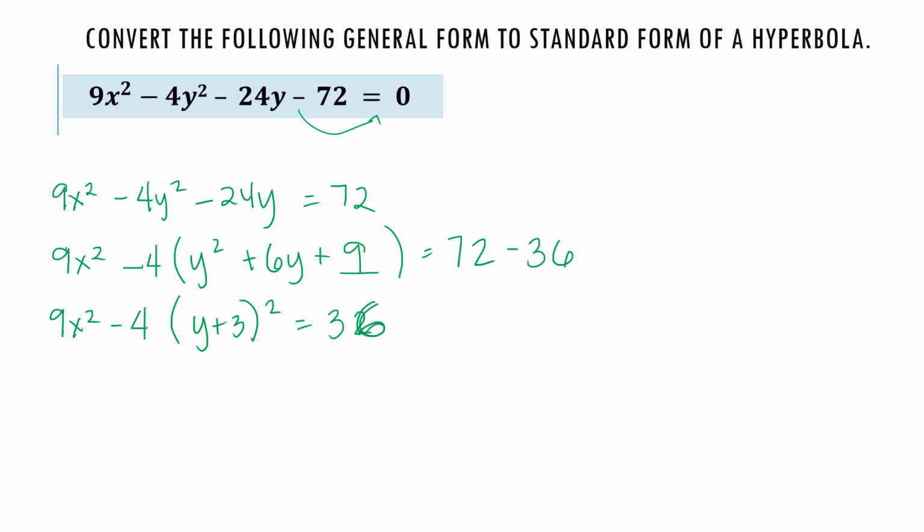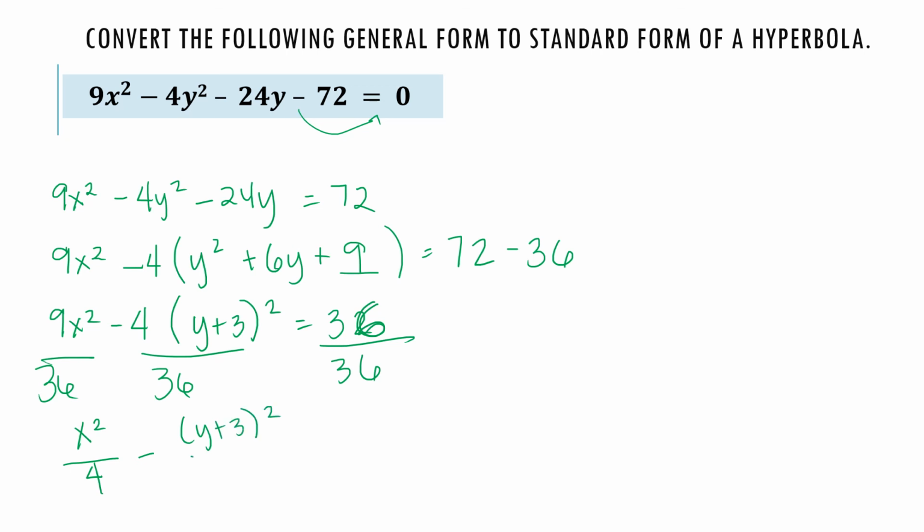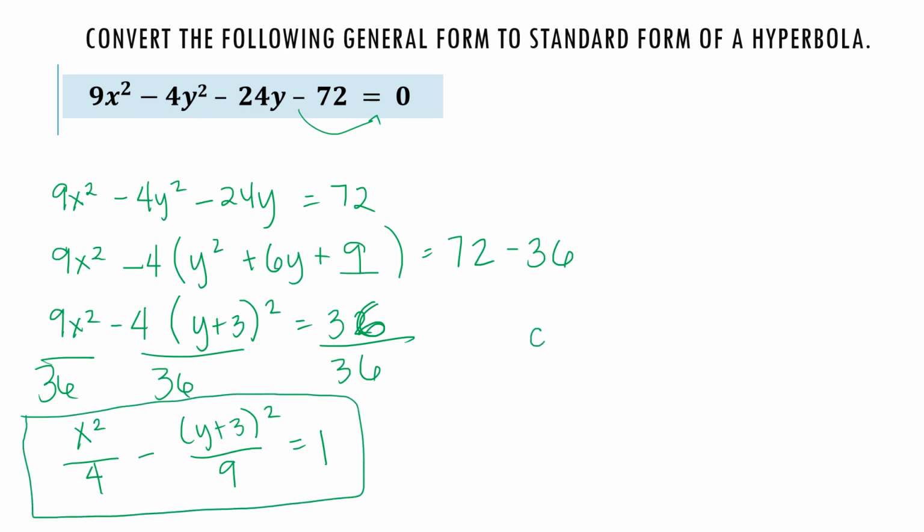36. And dividing all terms by 36 para maging equal sa 1, 9 over 36 is 4. And this is (y + 3)^2/9 = 1. Sige nga, anong center natin? Ang center natin ay (0, -3). Our A is 2. Our B is 3.